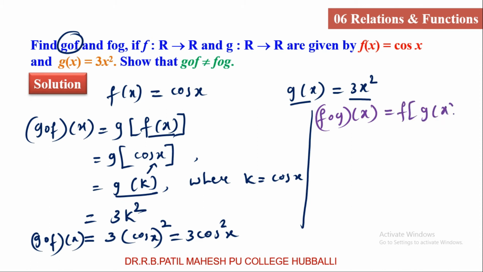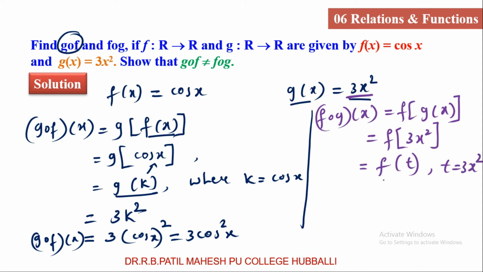Just remove the small circle. Then f will be as it is. What is g of x now? g of x is 3x square. 3x square will write. Then I am going to take another term, say t, where t is equal to 3x square. Now the term is f of t.